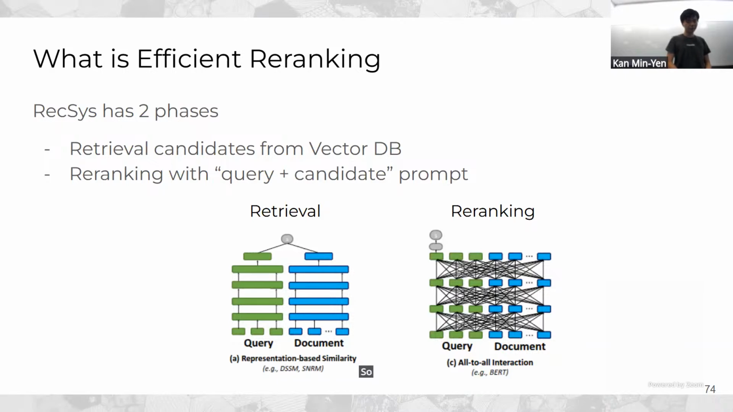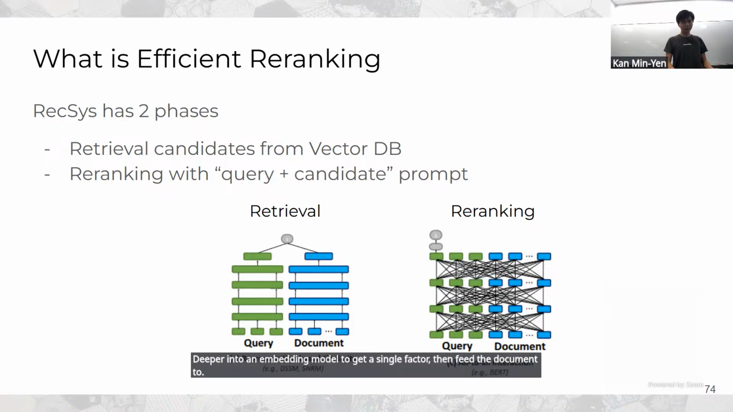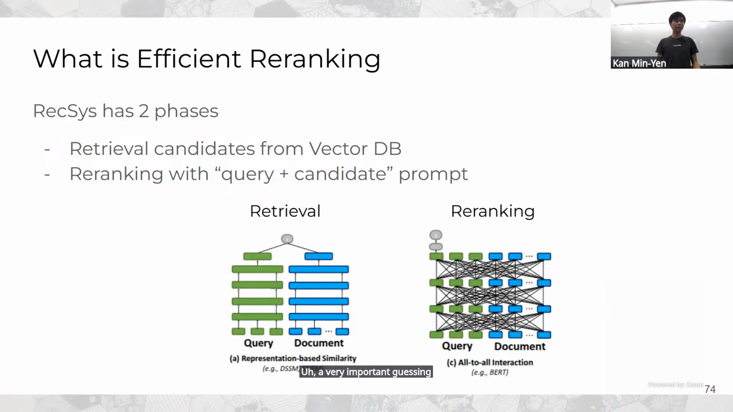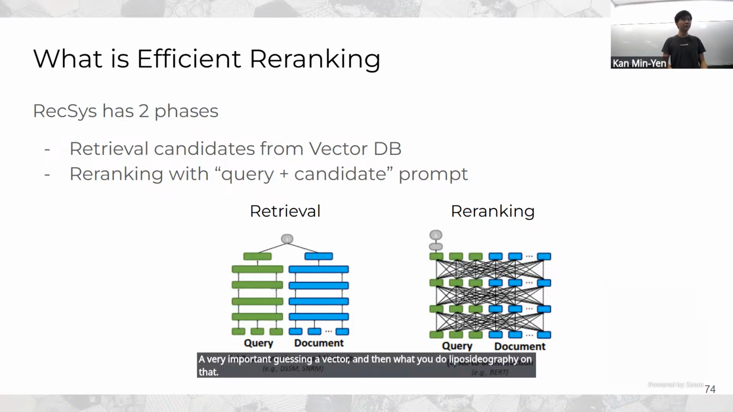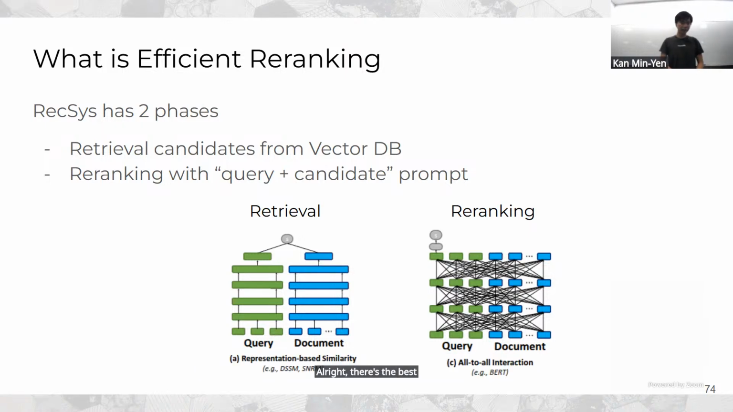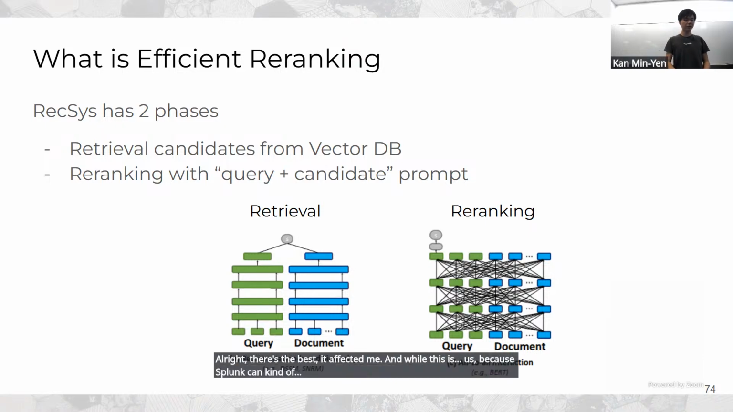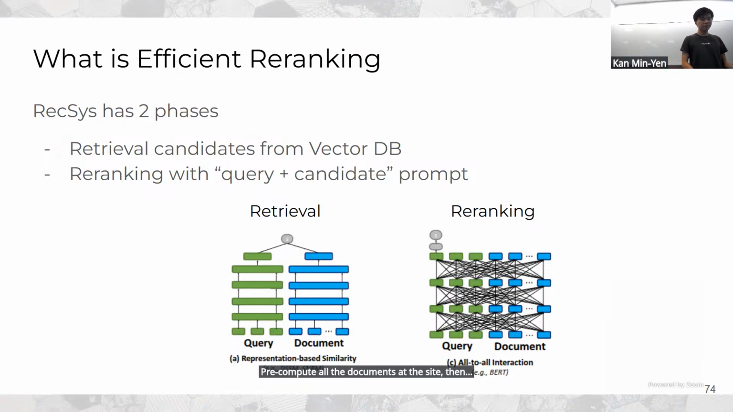So typically, one way to do retrieval is to feed the query into an embedding model to get a single vector, then feed the document into the embedding model to get a single vector, and then one can do cosine similarity on that, or nearest neighbors in the vector DB. While this is fast because one can pre-compute all the documents at the side, then just use the query to query against all the pre-computed vectors, it does lose quite a lot.